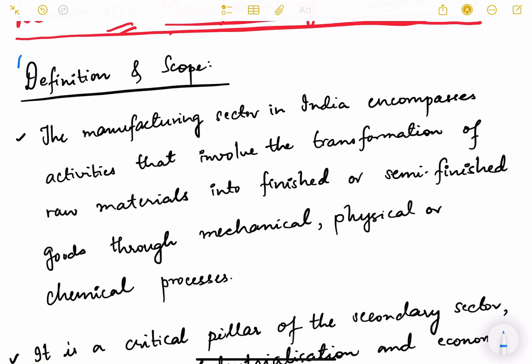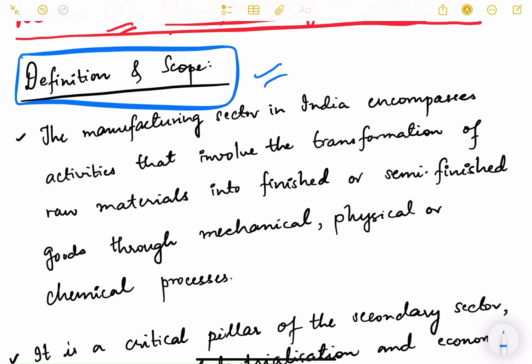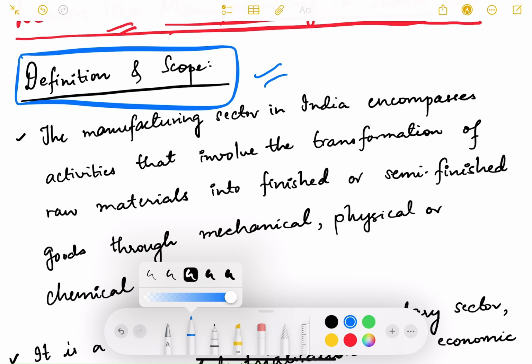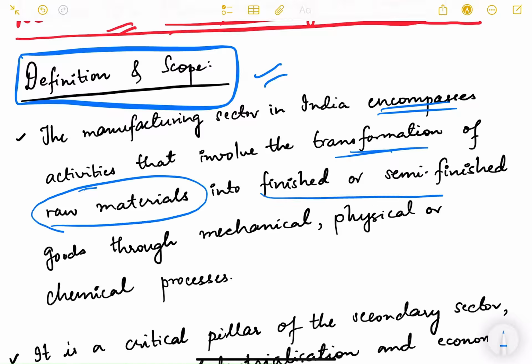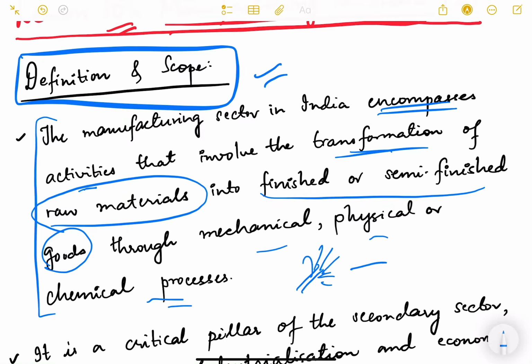First of all, let us look at the definition and scope of this sector. So what is the meaning of manufacturing sector basically? So manufacturing sector in India encompasses activities that involve the transformation of raw materials into finished or semi-finished goods through mechanical, physical or chemical processes. So this is a very basic definition that you must understand, that manufacturing is basically converting raw materials into some finished product, right? So this is what the manufacturing is.